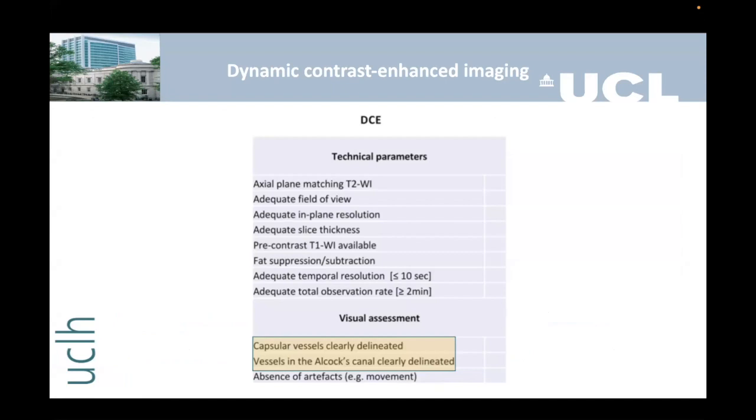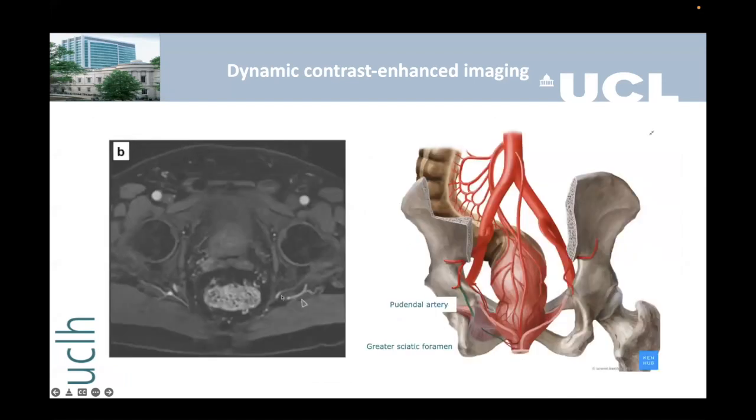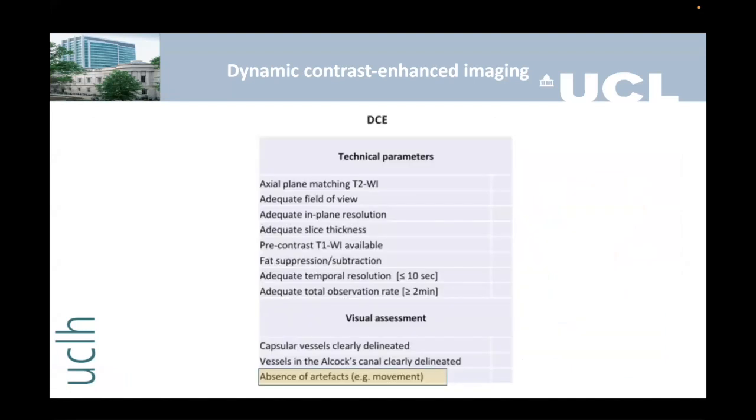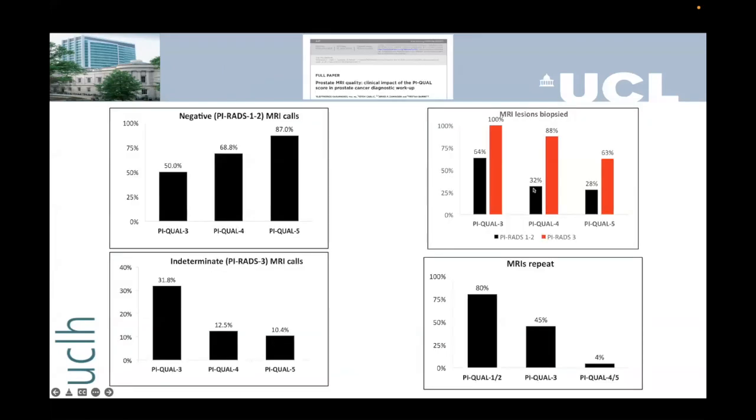We also have some anatomical landmarks for DCE. So here you can see a clear delineation of the capsular vessels here, and here you can clearly see the pudendal artery in the Alcock canal. So these two landmarks are very important to evaluate the quality of your DCE sequences. And finally, you can also have some artifacts on DCE. And in this case, for example, you see some artifacts from metallic implants in the right hip again, and here you can see some ocean artifacts.